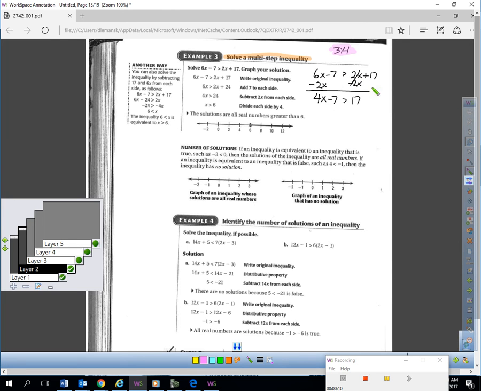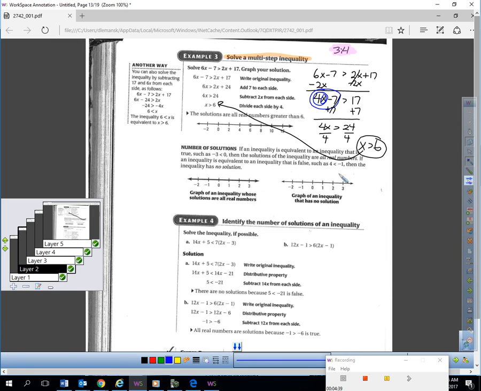Now, the reason I told you to do that first is now you have a simple two-step problem to solve. Look at this. I can draw my onion up now, and this should be very simple for you to solve. Add 7 first, divide by 4. You're finding out x is greater than 6, and that agrees with this. Now, they ask you to graph it. They actually graphed it right here in the book. You can see open circle at 6, shading right.